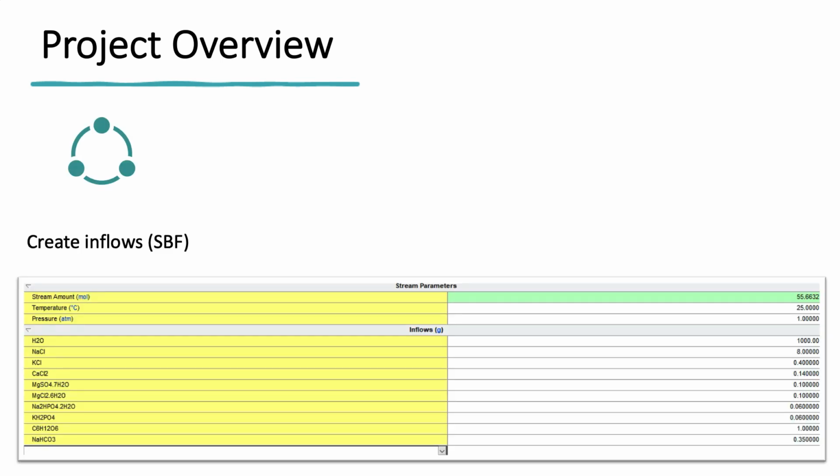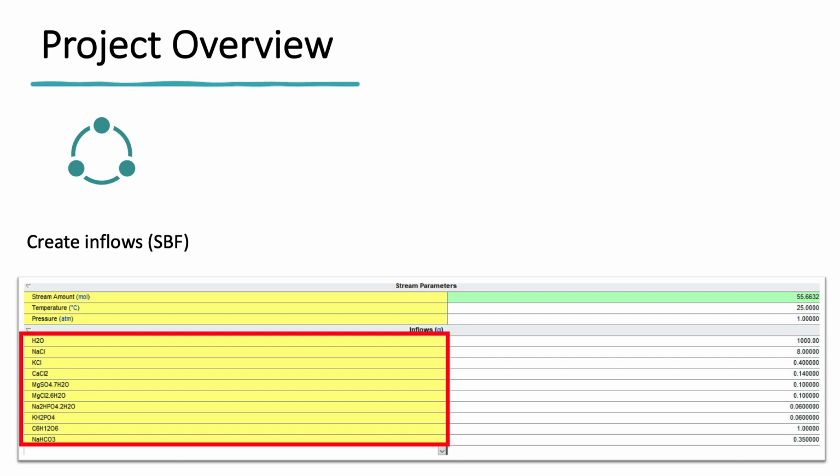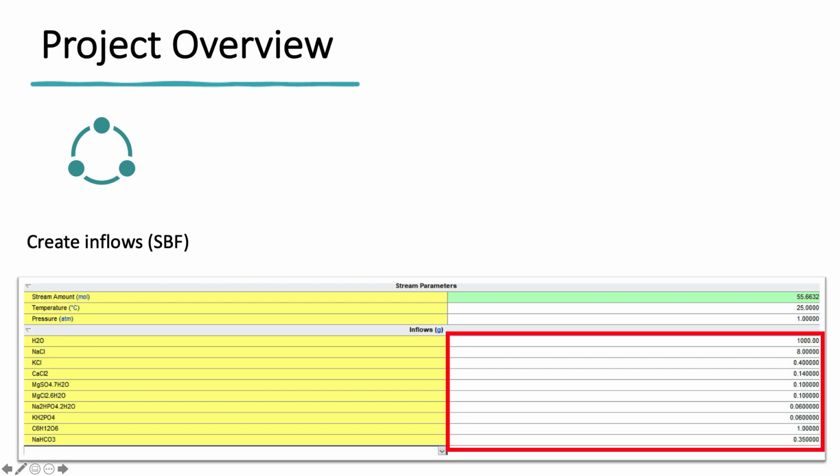Using the OLI software, the SBF can be created by inputting the mass of each component used into the inflows table. Looking at the picture below, on the left you can add your components to the inflow table, and on the right you can enter the amounts of each substance.